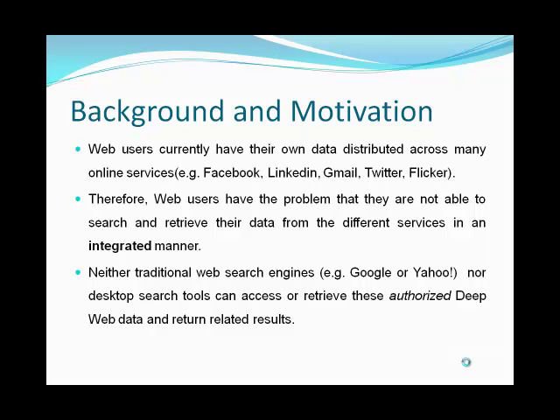Currently, web users have their own data distributed across many different online services. They have Facebook accounts, LinkedIn, Gmail, Twitter, and Flickr. But somehow they have the problem that none of these online services can provide the ability to allow users to search or retrieve the data they want from different web services in an integrated manner. Neither traditional search engines like Google or Yahoo nor desktop search tools can access or retrieve this authorized deep web data and return it to end users.